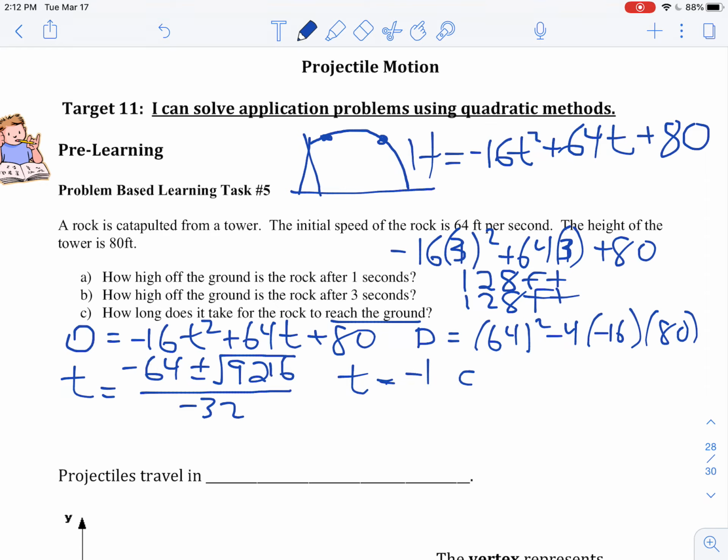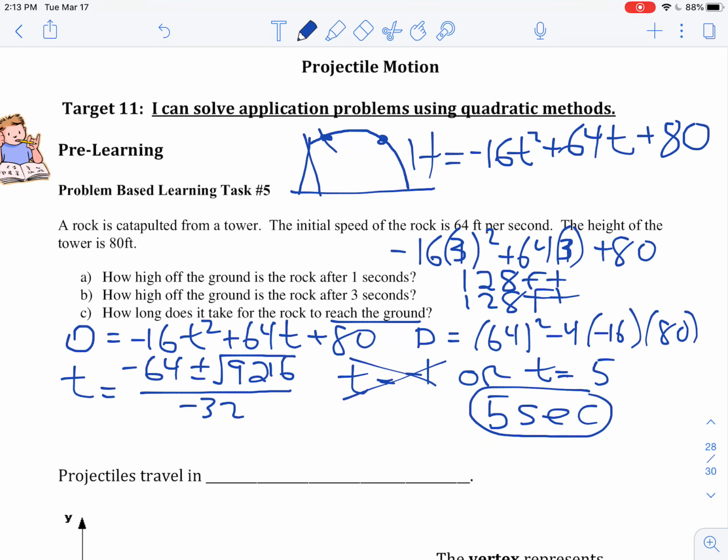I'm going to get t equals negative 1 or t equals 5. When I do the plus, I got negative 1. When I do the minus, I got 5. Now, negative 1 wouldn't make sense in our problem. 5 will, and that's our answer, 5 seconds. 5 seconds is how long it takes that rock to reach the ground. So going back to our little sketch, 1 second, 3 seconds, 5 seconds, it's on the ground.